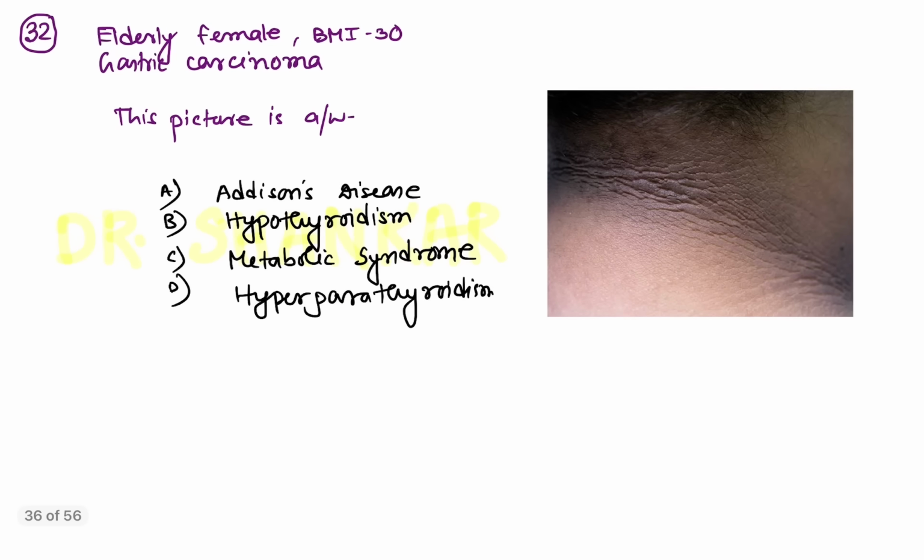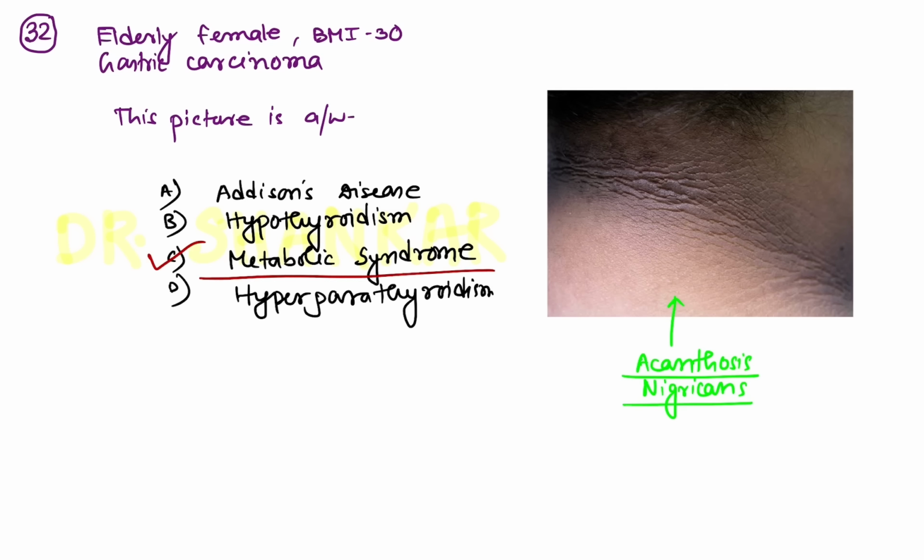Coming to question number 32, elderly female patient with gastric carcinoma. This type of image was given, I think so. So this is an image of acanthosis nigricans. As all of you know very well, this acanthosis nigricans is associated with metabolic syndrome like insulin resistance. It is seen in gastric carcinoma, PCOS, polycystic ovarian disease, metabolic syndrome, etc. So this acanthosis nigricans is not associated with Addison's, hypothyroidism or hyperparathyroidism. It is associated with metabolic syndrome.